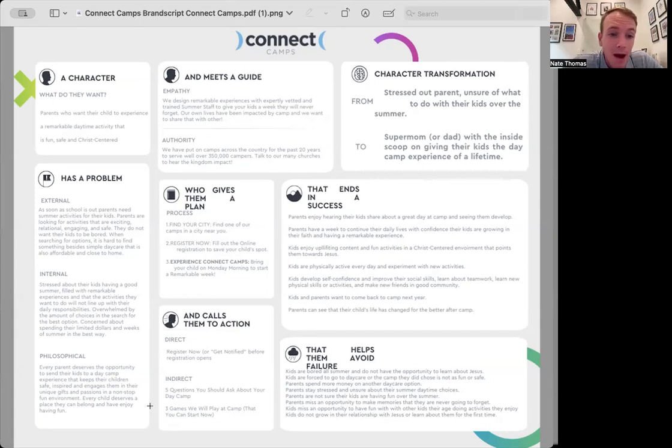Okay. Now enter your church, enter the guide, and Connect Camps, who's also a guide right there with you. We have designed remarkable experiences with expertly vetted and trained summer staff to give your kids a week that they will never forget. Our own lives have been impacted by camp, and we want to share that with others.